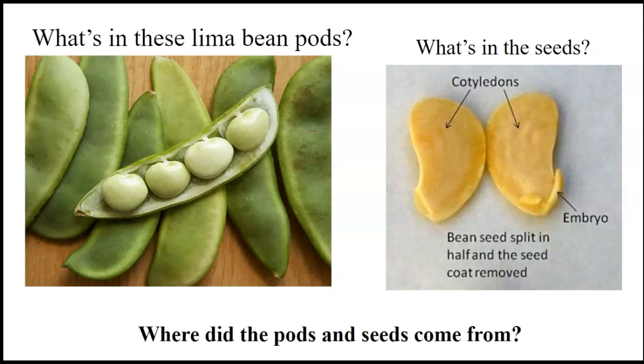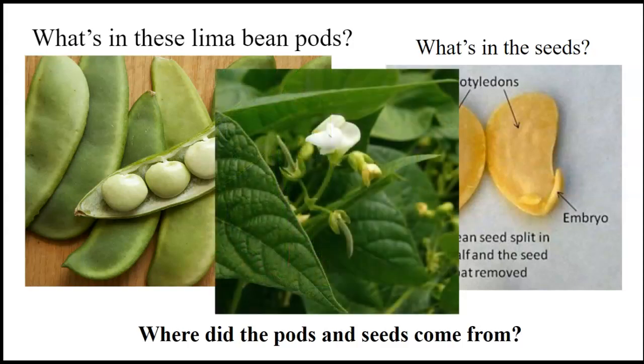So where did the pods and the seeds come from? They originated from flowers. If the pod is the fruit, fruits come from the ripened ovary of the flower. So after that flower has reproduced, that the eggs have been fertilized inside the ovary of the flower, it will mature into the fruit, and fruits are surrounding and protecting seeds.